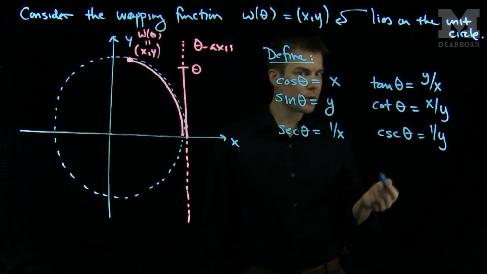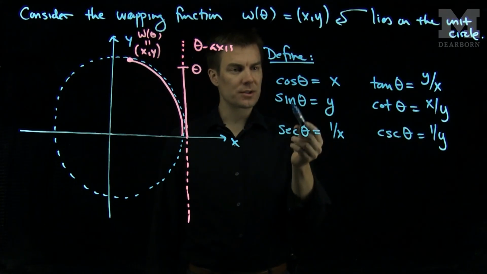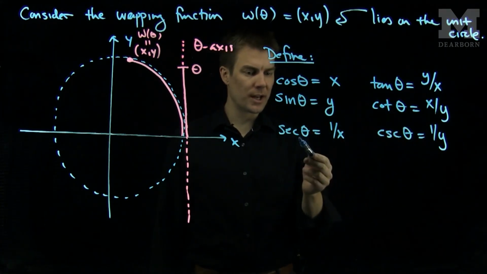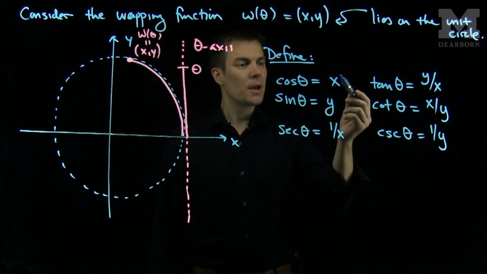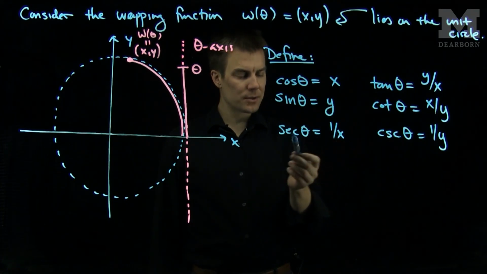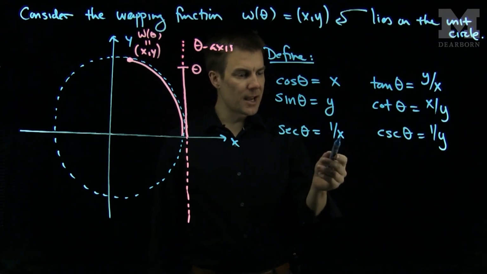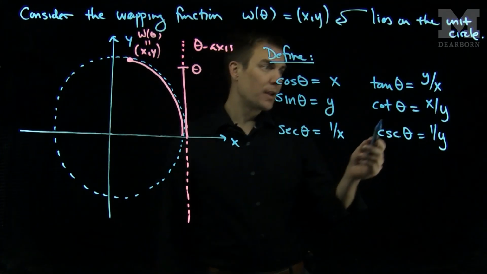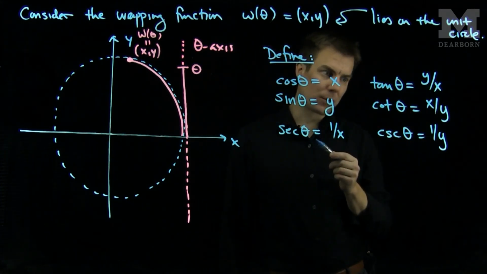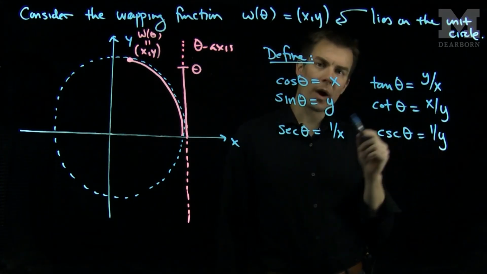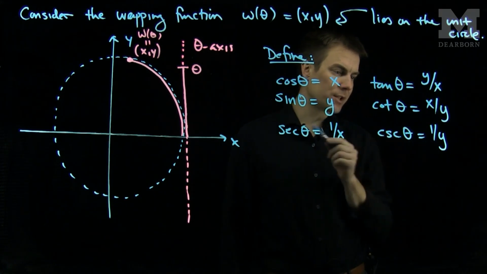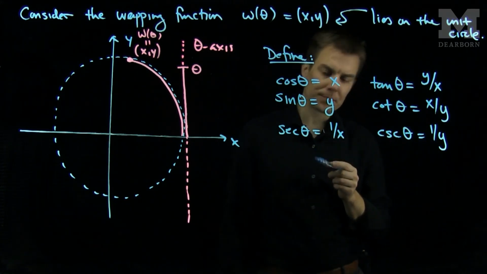It's important to notice that these trigonometric functions, sine, cosine, tangent, cotangent, secant, and cosecant, are defined only in certain cases. In the case of the secant, x cannot be equal to 0. In the case of the tangent, x cannot be equal to 0. In the case of cotangent, y cannot be equal to 0. In the case of cosecant, y cannot be equal to 0.